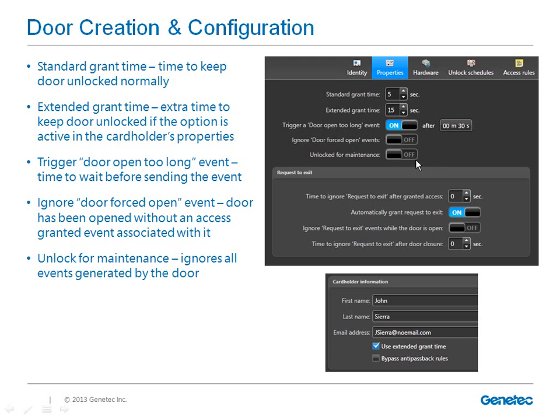The last option here is to unlock the door for maintenance. This is like an event mute button for the door and ignores all events generated by this door. This is a good thing to enable if there's a technician or other personnel working on the door and would be generating false events.